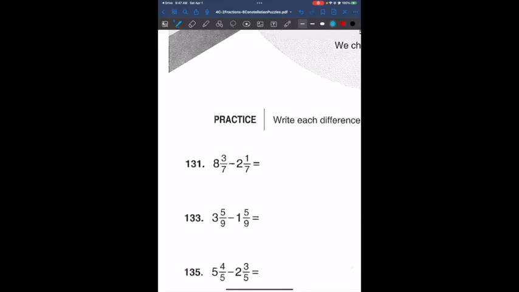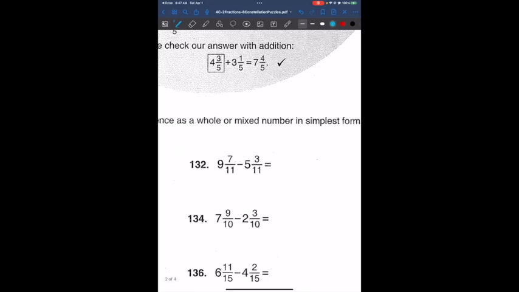Now we're going to do the same thing for the practice problems. And so we're going to subtract the whole numbers first. 8 minus 2 is 6. Then the fraction, so 3 over 7 minus 1 over 7 is 2 over 7. And so we add those two together, which is going to be 6 and 2/7. For our next problem, we're going to subtract the whole numbers together. Then we're going to subtract the fractions. And so it's going to be 4 and 4 over 11.